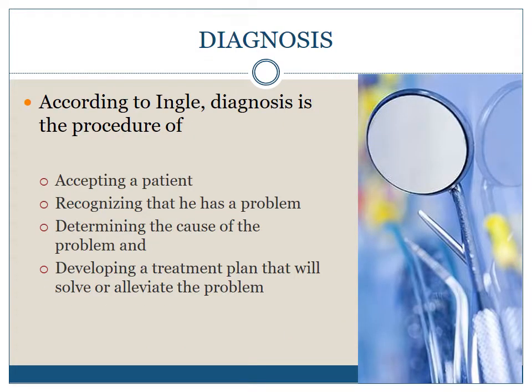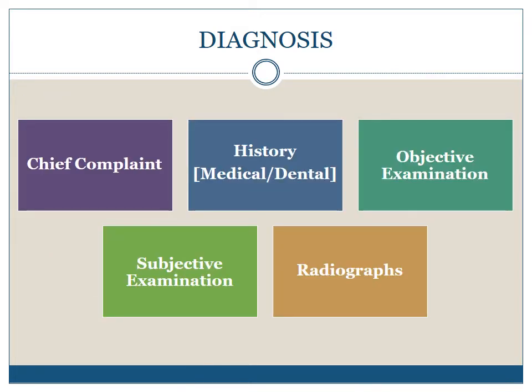In order to render proper treatment, a complete diagnosis must be done. A complete endodontic diagnosis must include both a pulpal and periapical diagnosis for each tooth evaluated. According to Engel, diagnosis is also the procedure of accepting a patient, recognizing that he has a problem, determining the cause of the problem, and developing a treatment plan that will solve or alleviate the problem. Diagnosis consists of chief complaint, history of presenting illness, objective examination, subjective examination, and radiographs.